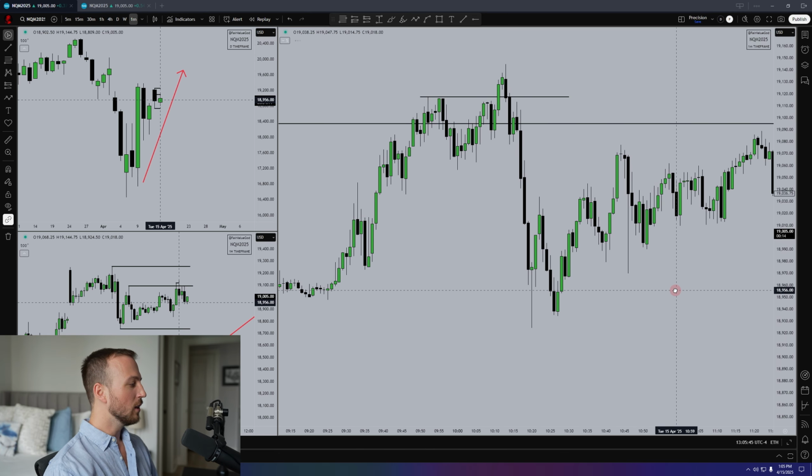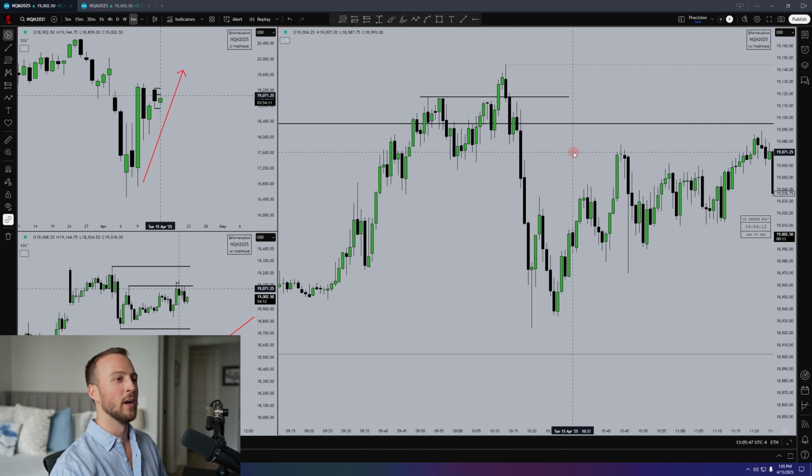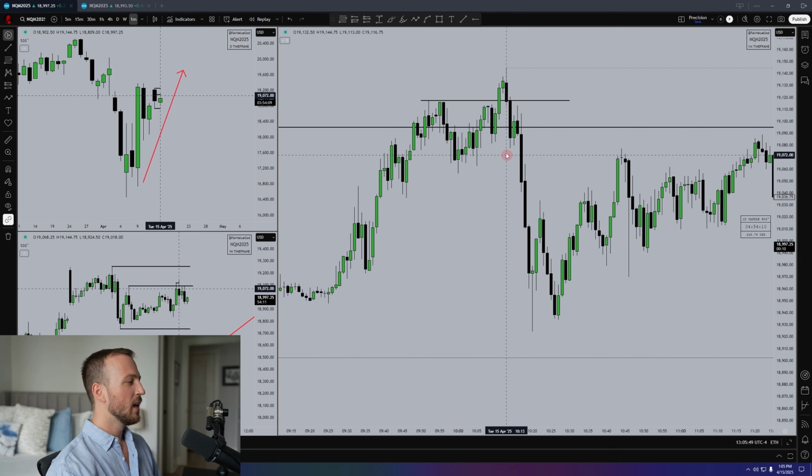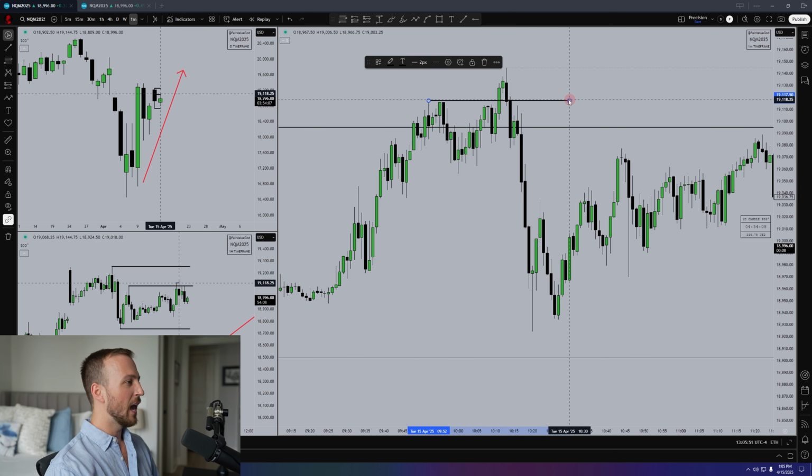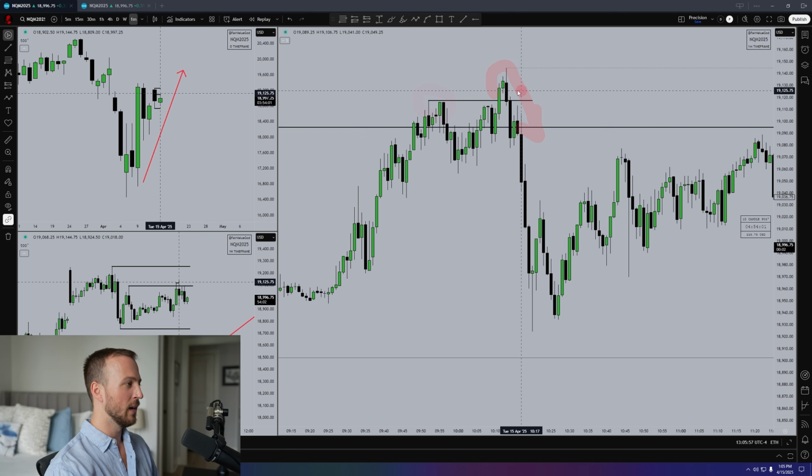And I'm going to look for my setup, right? I'm going to start looking for signs to get short. And so what I saw was price came above this swing high right here, and we quickly came back inside the range, right? So we manipulate and return back inside the range.